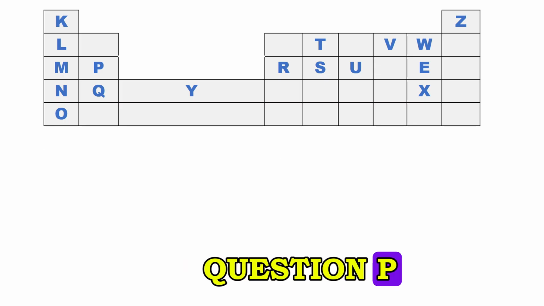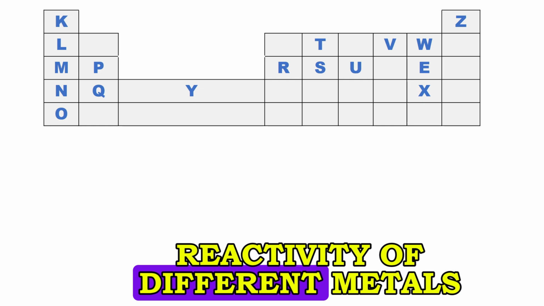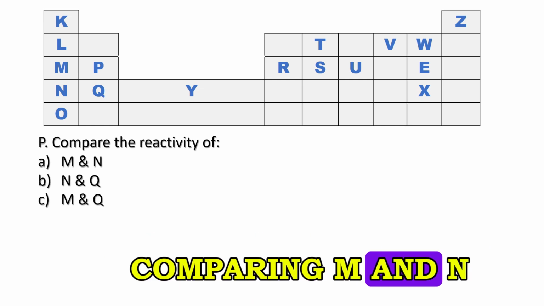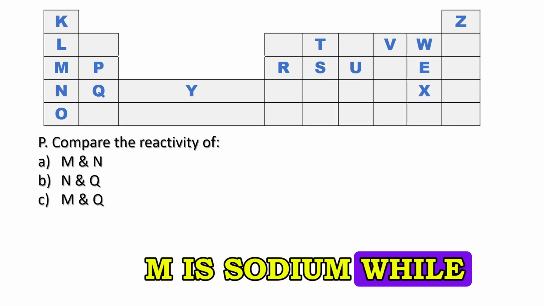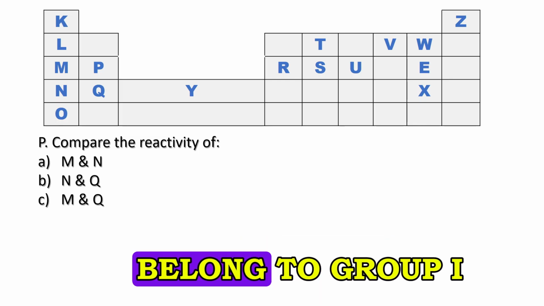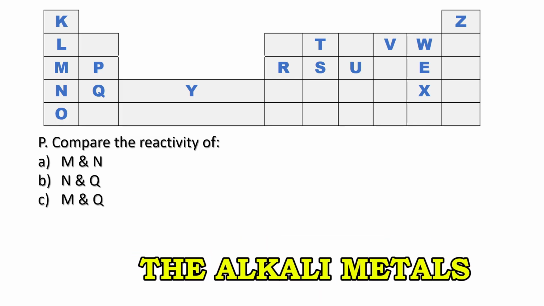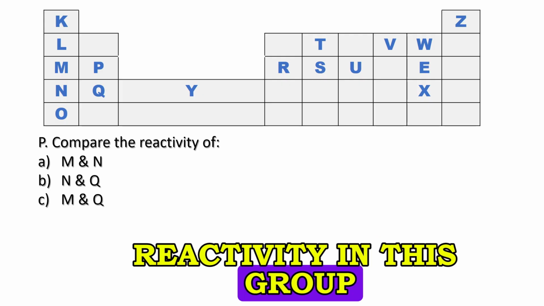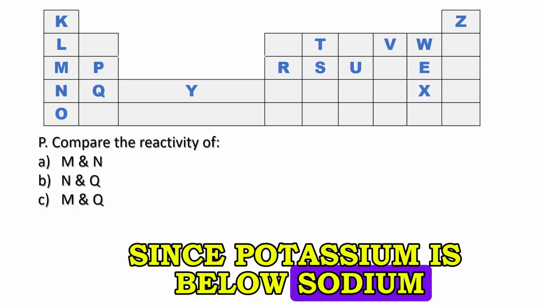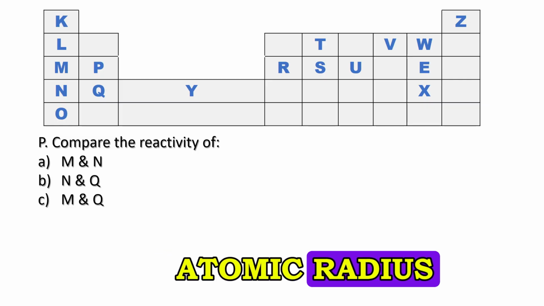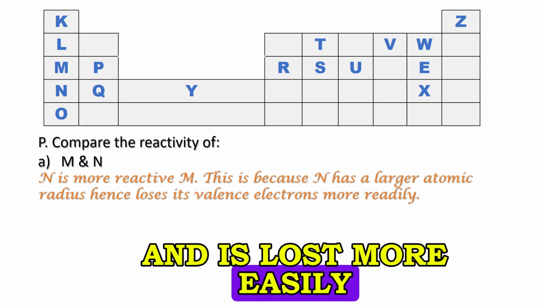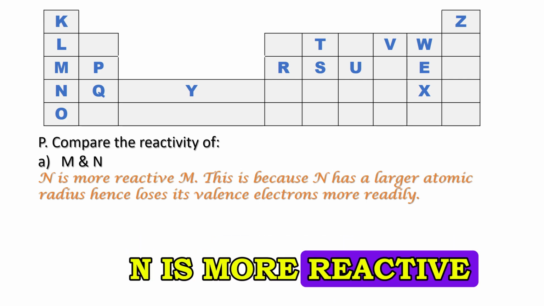Next question P. Let's now compare the reactivity of different metals based on their position in the periodic table. Comparing M and N. M is sodium, while N is potassium. Both M, which is sodium, and N, which is potassium, belong to group 1, the alkali metals. Reactivity in this group increases as we move down the group. Since potassium is below sodium, it has a larger atomic radius, meaning its outer electron is farther from the nucleus and is lost more easily. Therefore, N is more reactive than M.